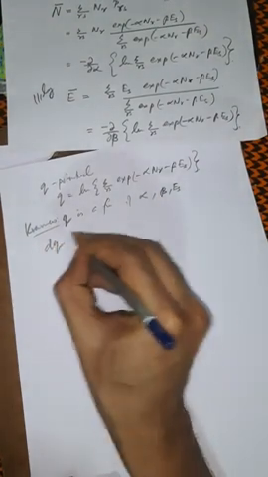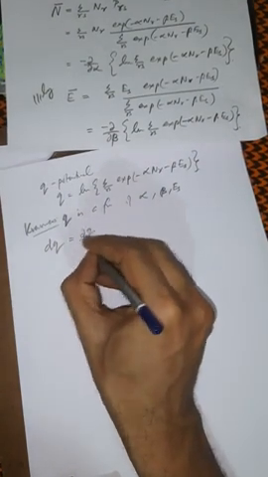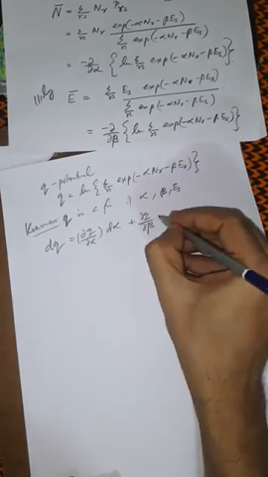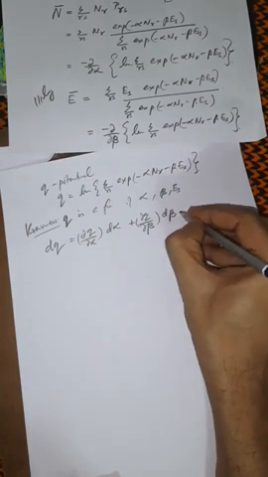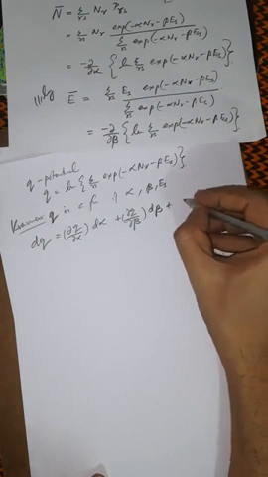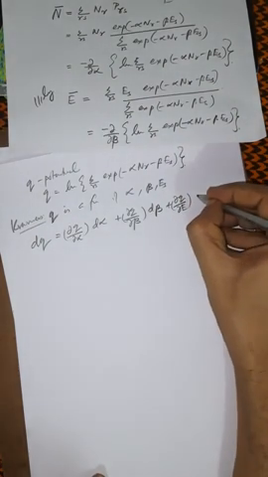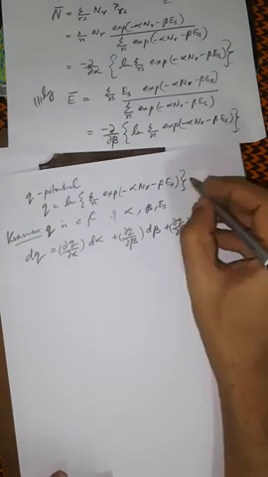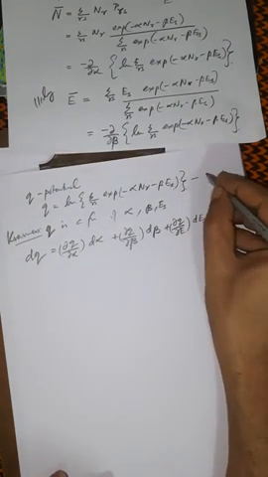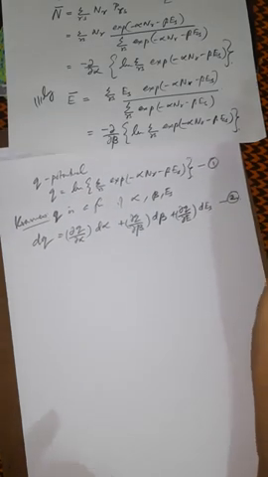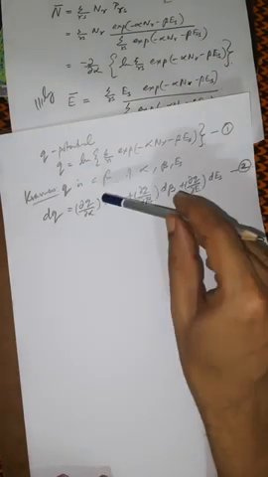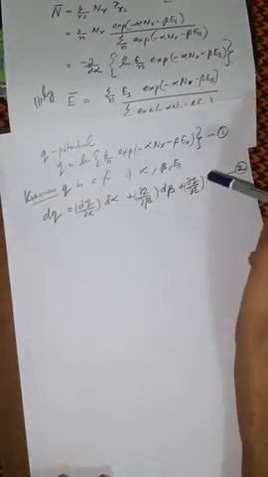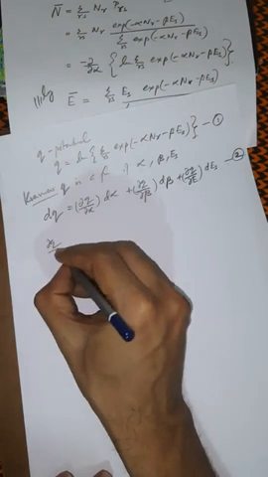So if I take the differential of Q, dQ is equal to dou Q by dou alpha into d alpha, plus dou Q by dou beta into d beta, plus dou Q by dou E into dEs, right? So now let me put this as equation 1, this as equation 2. Now our task is to find out these terms separately: dou Q by dou alpha, dou Q by dou beta, and dou Q by dou E.